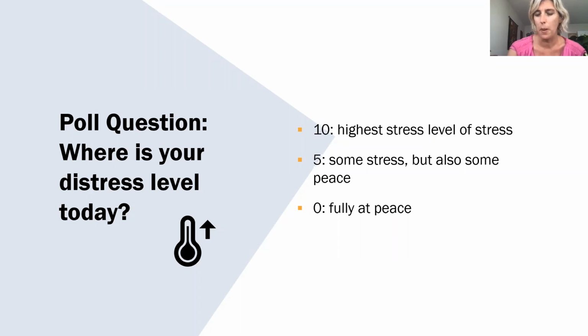We're going to go back down to somewhere between that 5, some stress, and that 0, fully at peace. What's the mid-range there? Think about a time where you felt somewhere in the middle of mid-stress and fully at peace. Again, think about what it felt physically, what emotions it evokes.